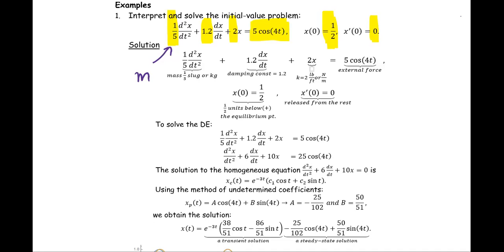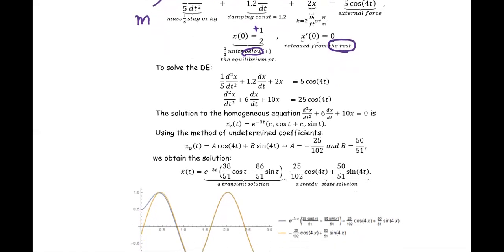The 1.2 is the damping constant, or beta. The 2 is the spring constant, so this is k. The 5 cosine 4t is the external force. x(0) equals 1/2, a plus sign, which means below the equilibrium position. x'(0) equals 0, which means starting from rest. To solve, just follow the process in chapter 4.